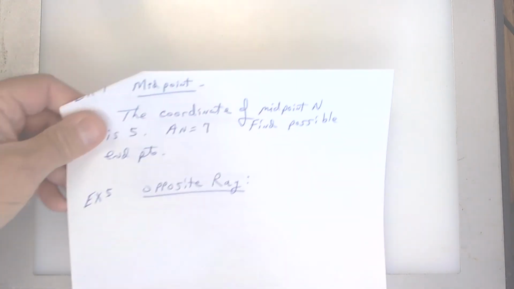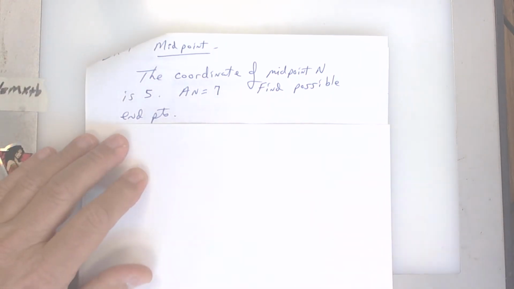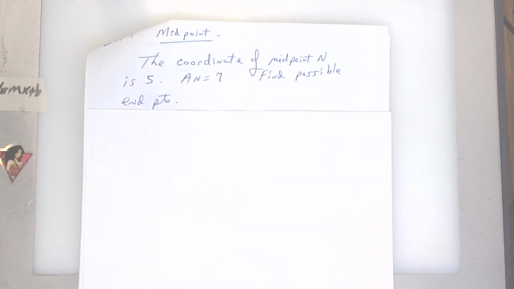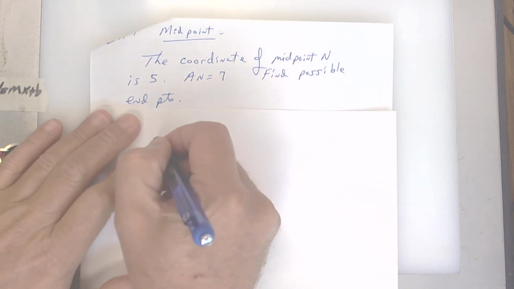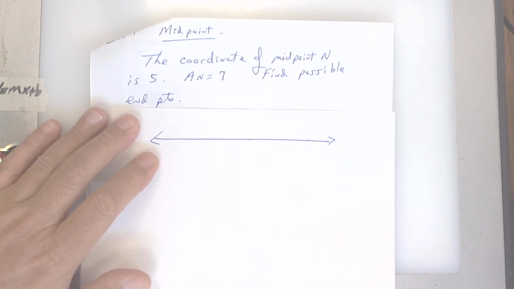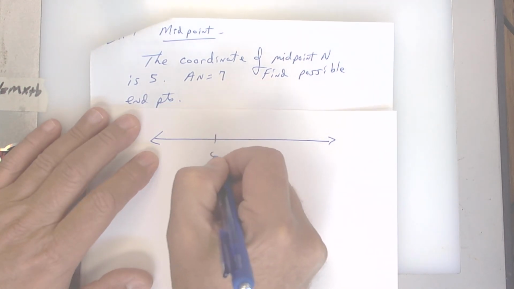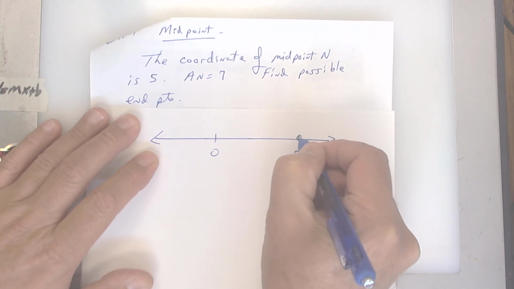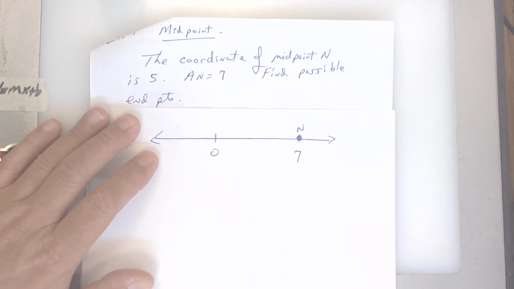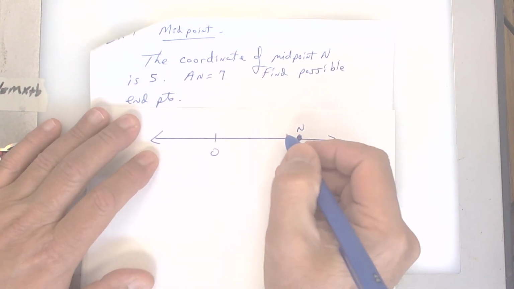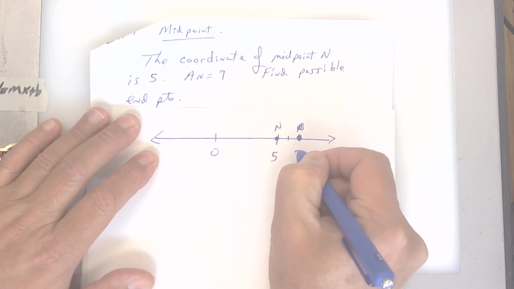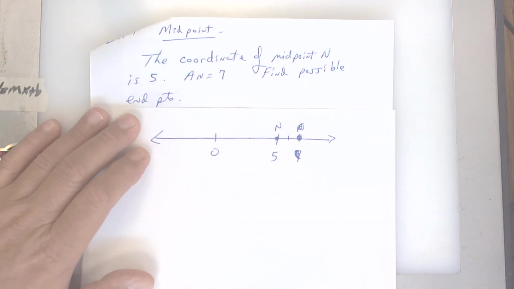Well, let's take a look at this next one here. Copy this down. The coordinate of midpoint N is 5. Draw a line segment like this, and then put 0, so let's call this 0. You can put tick marks if you want. So put a dot right here and call this one N. Actually, I'm doing this wrong because N is 5. So go to 5 and put a dot and put your N right there. Now find the possible endpoints.